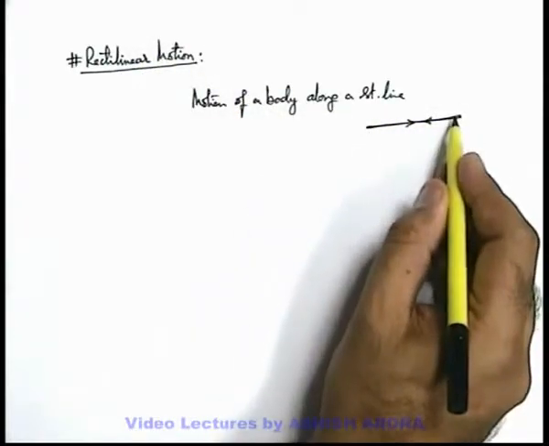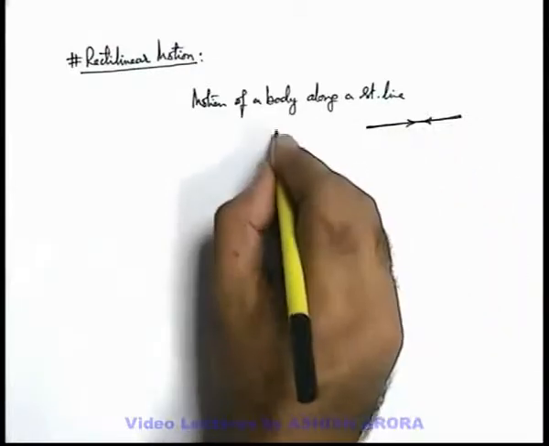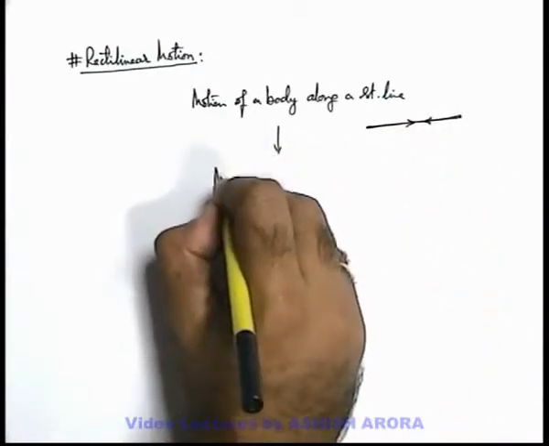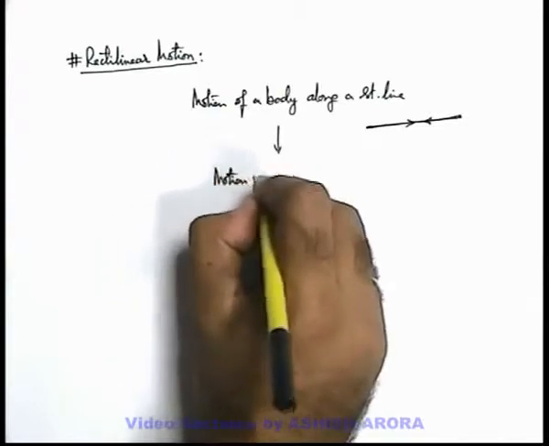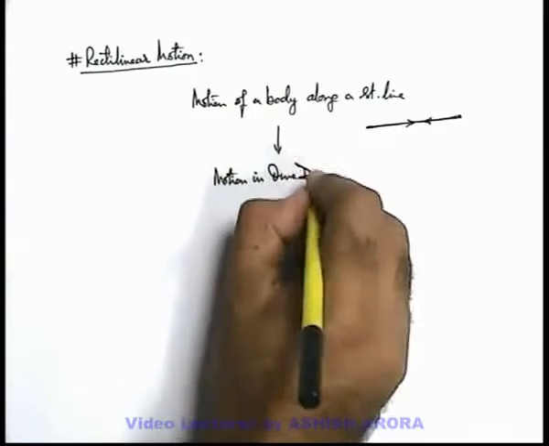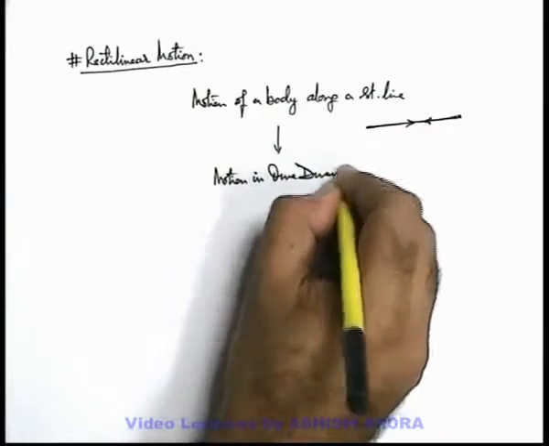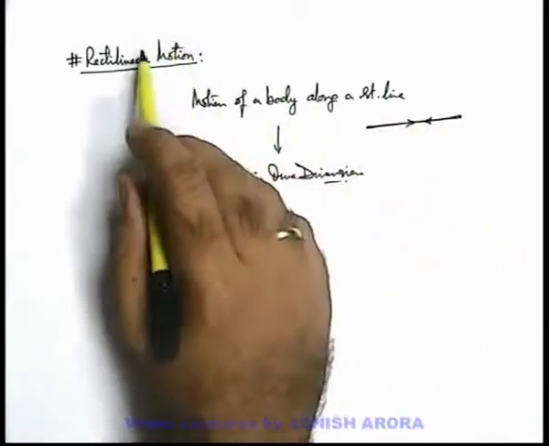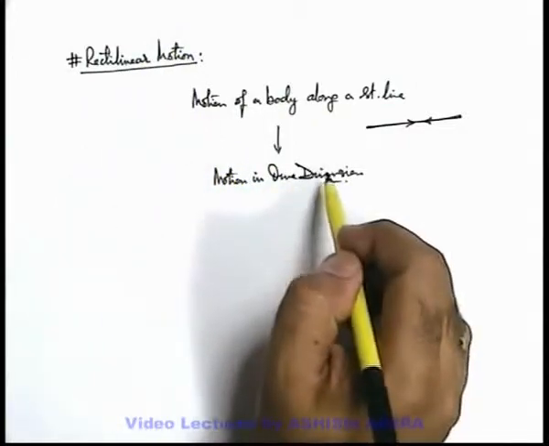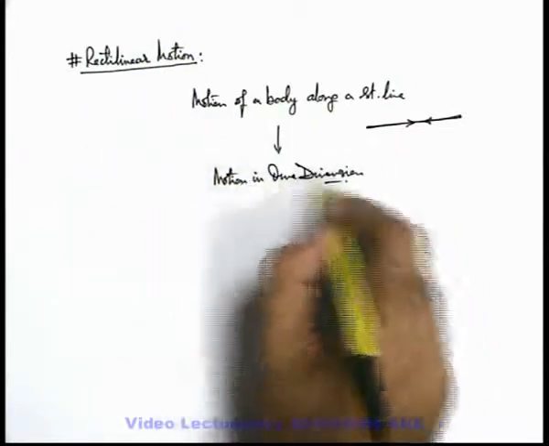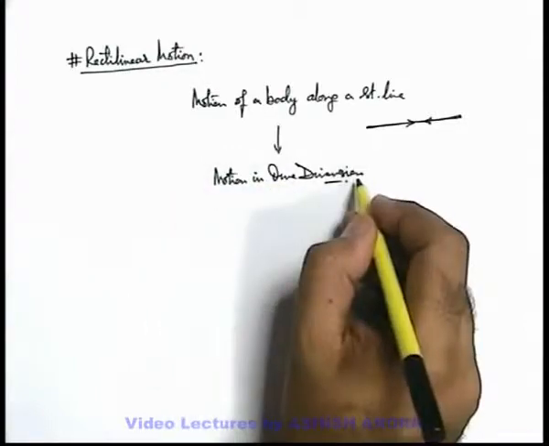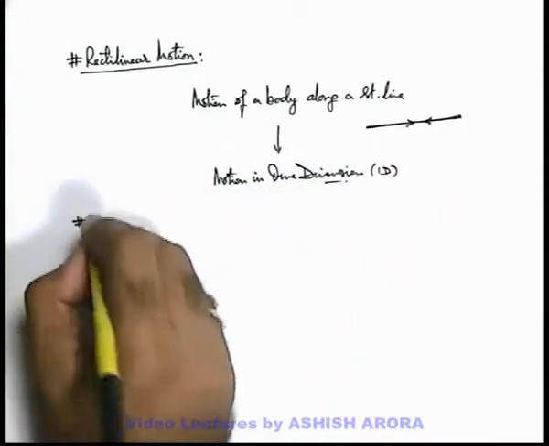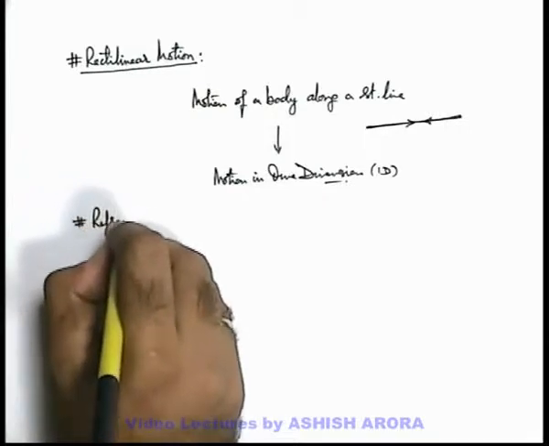In the case of rectilinear motion, the body moves along only one dimension of a coordinate system, so we can simply write it as motion in one dimension. So motion along a straight line can be termed either rectilinear motion or motion in one dimension. Before proceeding further in motion in 1D, you must understand one thing very carefully, that is the reference frame.